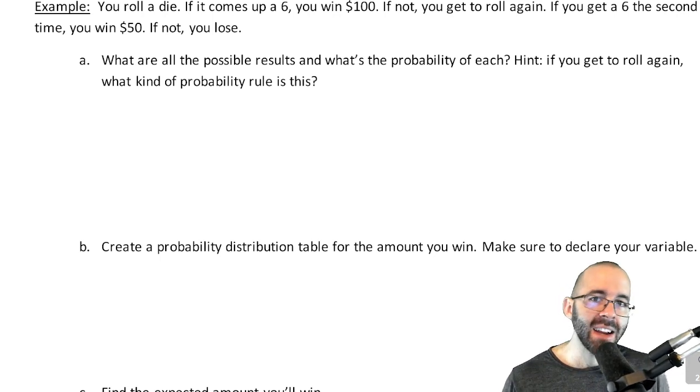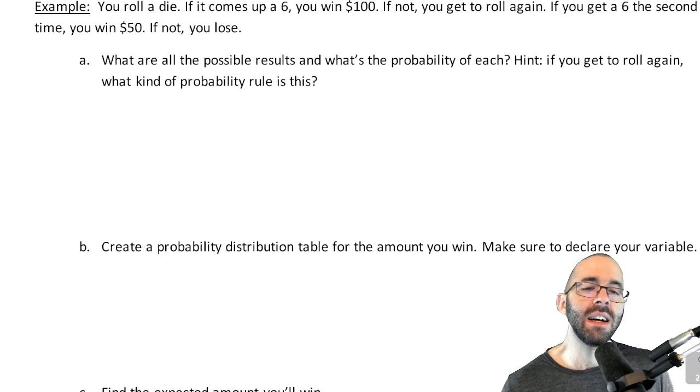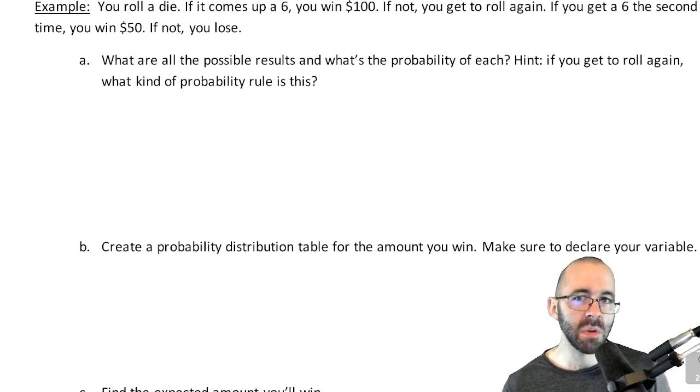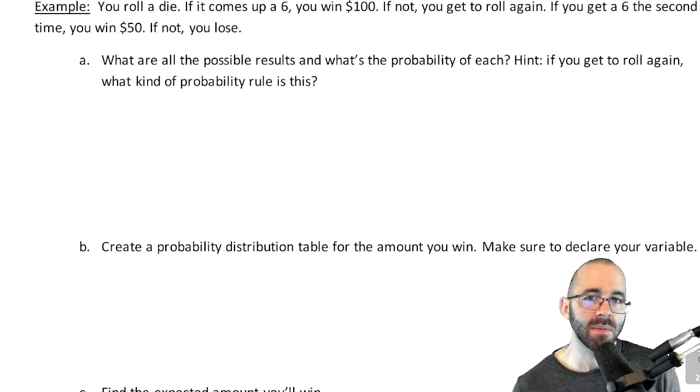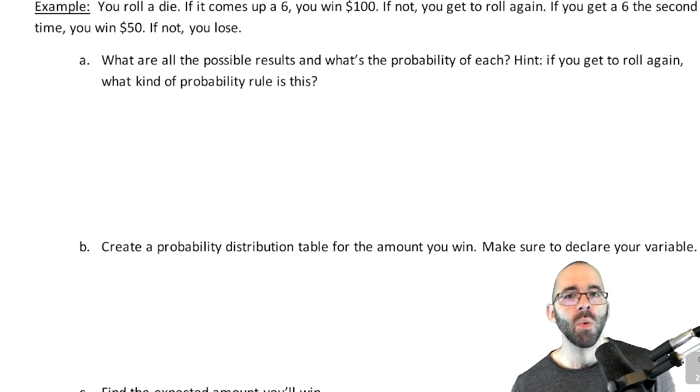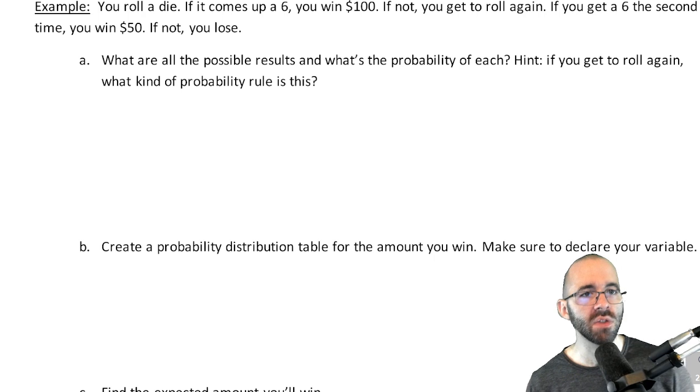So you're rolling a die, and if it comes up 6, you win $100. Sounds great. If not, you get to roll again. If you get a 6 the second time, you still win $50, not as much, but you still win. Well, $50 still sounds pretty nice to me. And then if not, you just lose. So what are all the possible results, and what's the probability of each?